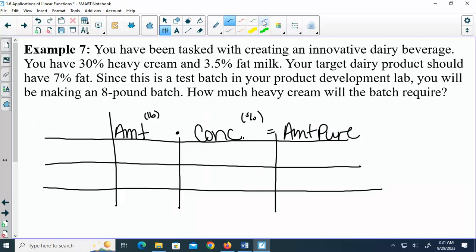Okay, without even really reading, let's just look at these percentages. Which two are you going to mix together? You have to mix the highest and lowest together. 3.5 and 30. And your total would be the 7%. So you can use those percentages for your rows. You can call it first, second, and total. I don't care, whatever you like. So I'll say we have the 30%, the 3.5%, and our total.